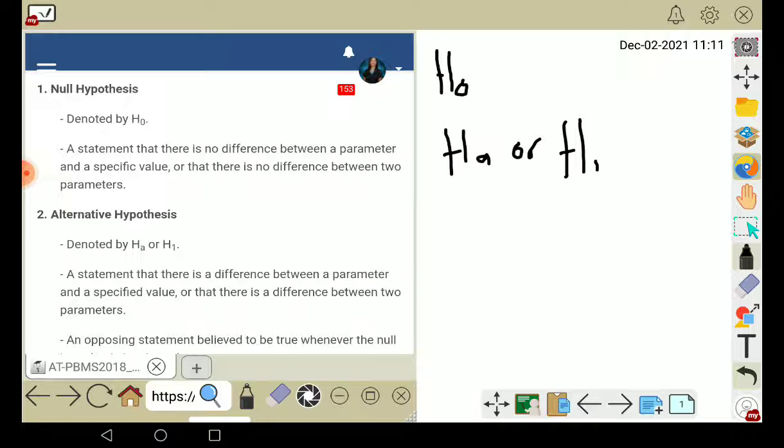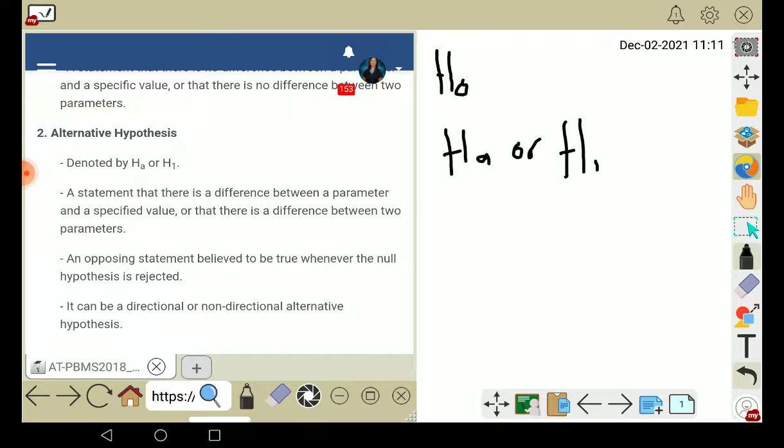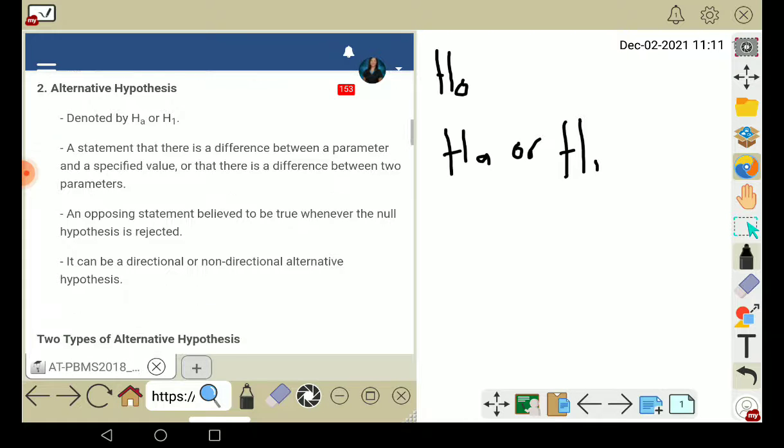Take note that the original value is a parameter, and the new computed value is also considered a parameter. So the alternative is an opposing statement believed to be true when the null hypothesis is rejected. Whenever we have proven that the null hypothesis is false, we need to reject it, and we need a new hypothesis, which is taken from the alternative hypothesis.